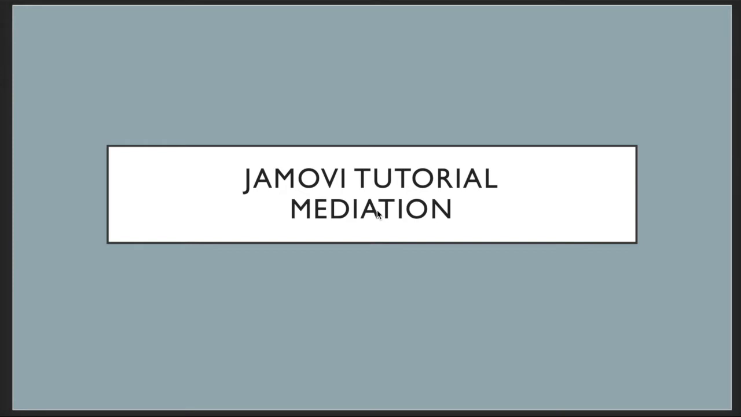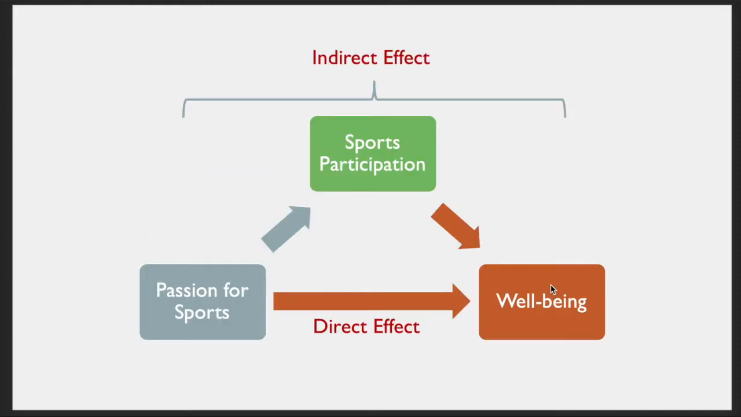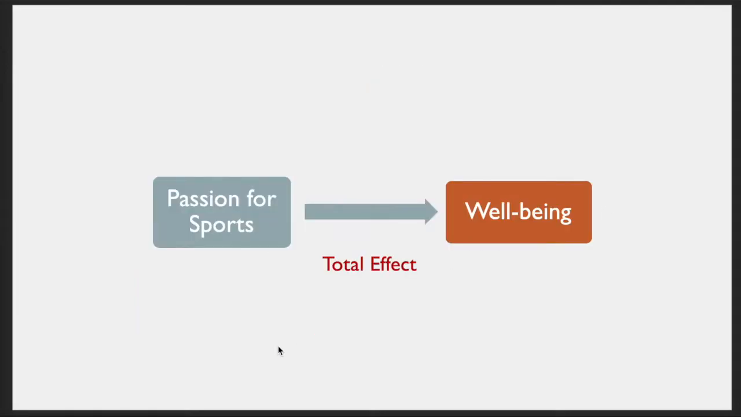Today I'm going to talk about how to run a simple mediation test in Jamovi. Mediation is a kind of modeling wherein we want to explain the relationship between an independent variable and a dependent variable using what we call a mediator. In this case, our independent variable is passion for sports, and our dependent variable is well-being.